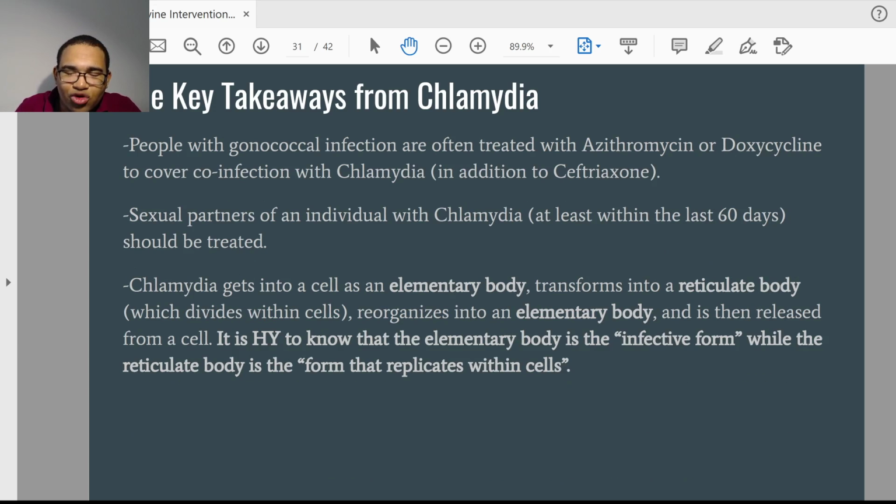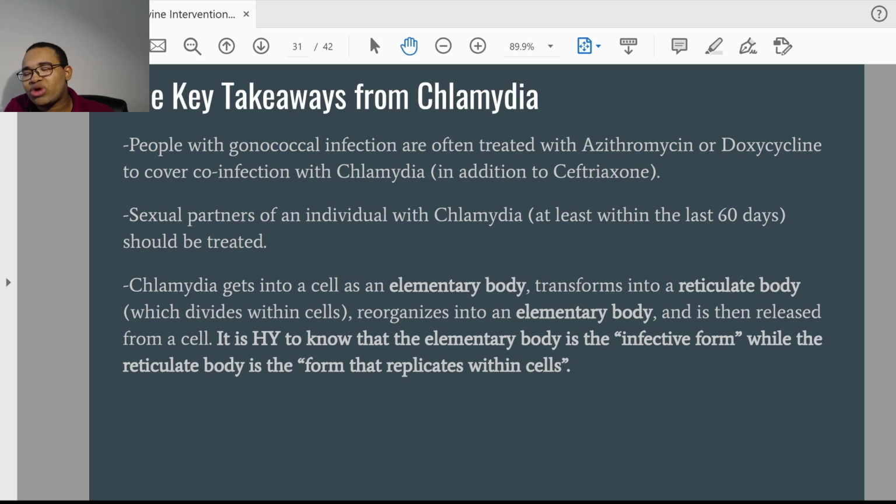Now, people that have gonococcal infection are usually treated with one of two combos: either ceftriaxone plus azithromycin or ceftriaxone plus doxycycline. Ceftriaxone will cover the gonococcus, and then the azithromycin or doxycycline will cover the atypical organism, usually in this case chlamydia. And if you're a sexual partner of a person with chlamydia within the past 60 days, you also need to be treated, right?